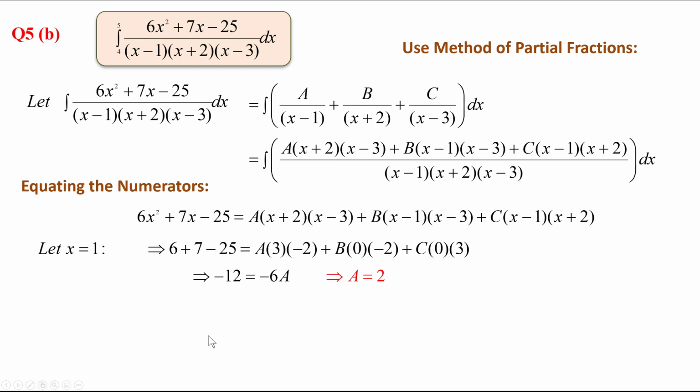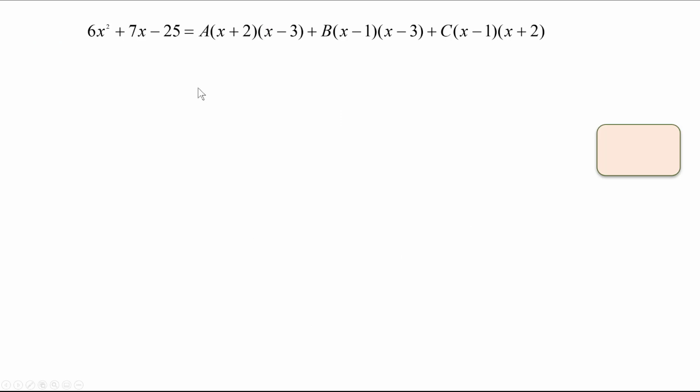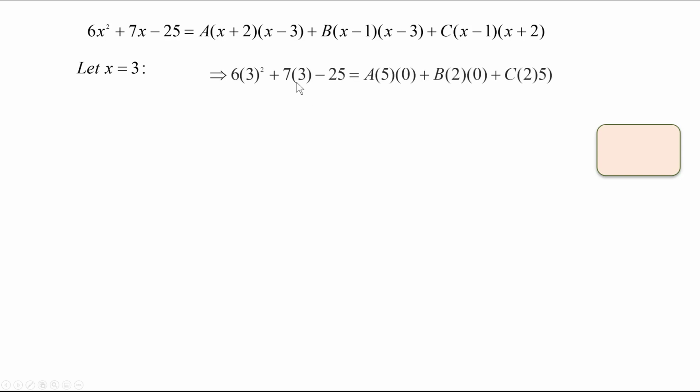So now to get an expression for B, we let x equal to minus 2, which will make the A term and the C term 0, and this will give us 6 times minus 2 squared plus 7 times minus 2 minus 25 equals the expression here shown. So this means minus 15 equals 15B, which means B is equal to minus 1. So we now have A and B, and we have to find C. So to find C, what we do is we let x equal to 3. Again, this will make the A and B terms 0.